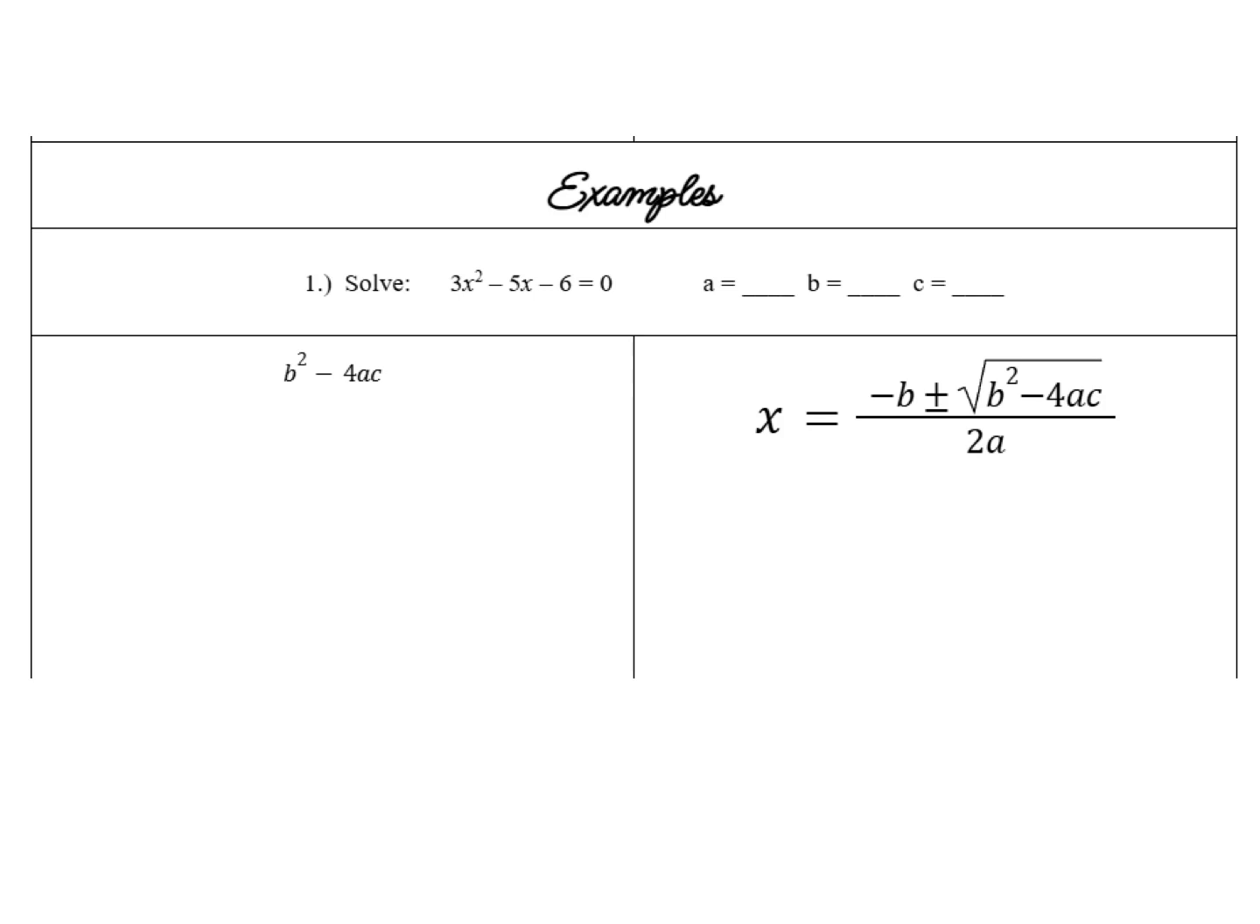If you look, this one is already in standard form and it's already set equal to 0. So we can easily determine what a, b, and c are. So a, being the coefficient of x squared, is 3. b is the coefficient of x, that's negative 5, and c is the constant, which is negative 6.